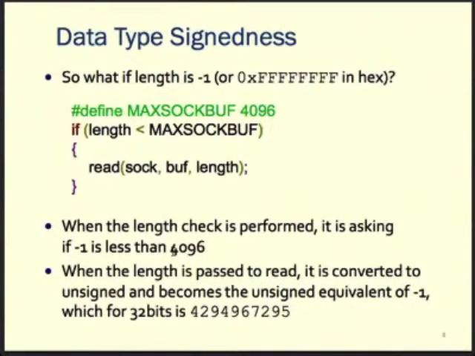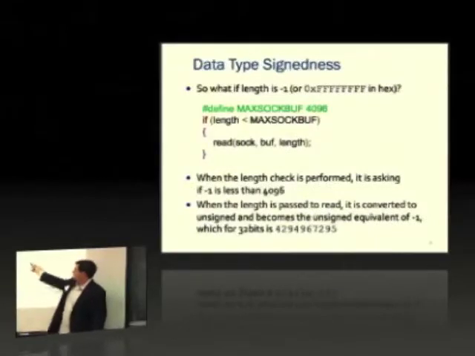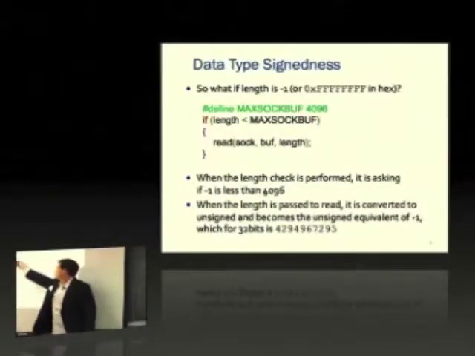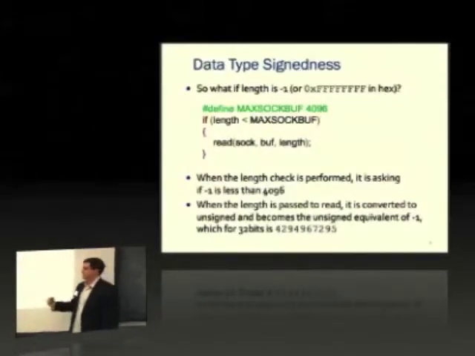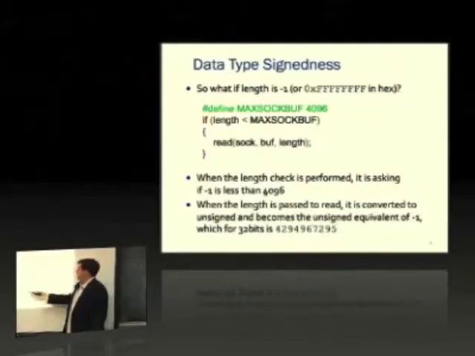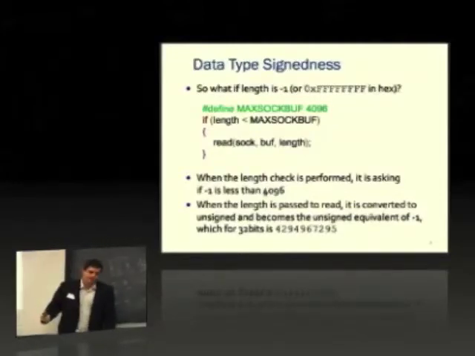Reading on, we have length, max soc buff, this passes the check. However, when we pass length to read, as we do in our code sample, this converts it to the unsigned equivalent for an integer. For 32 bits, all bits set, the value is 4 gigs. I'm pretty sure that when this was written, the developer did not intend to read in 4 gigs of data into their buffer that's no bigger than 4K. But this is a signedness issue. This is because they declared it as a signed value, and that's what the language does by default. And so by doing so, they've opened up the application to memory corruption hilarity.